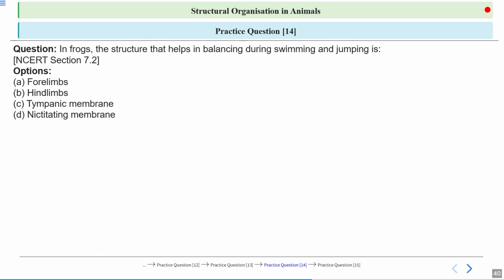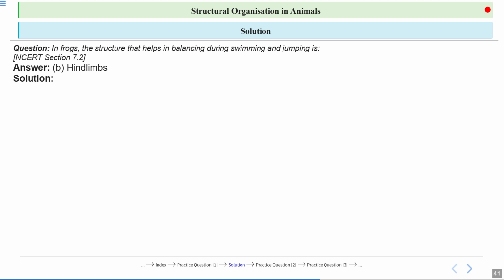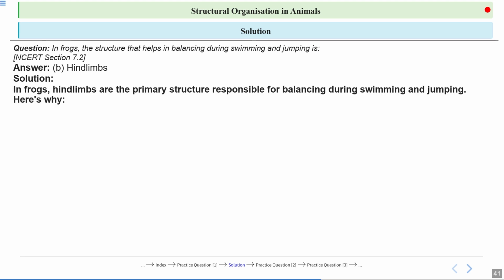Next question. In frogs, the structure that helps in balancing during swimming and jumping is. This is coming from the NCERT section 7.2. Options are A, forelimbs, B, hind limbs, C, tympanic membrane, and D, nictitating membrane, right? Swimming and jumping. Hind limbs. The answer is correct. Yes, B, hind limbs. So in frogs, hind limbs are the primary structure responsible for balancing during the swimming and jumping.